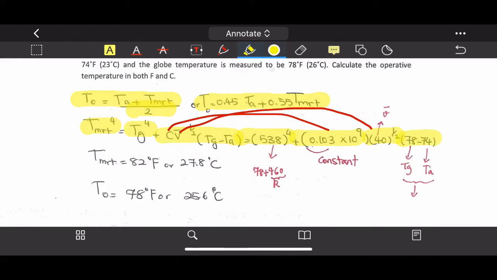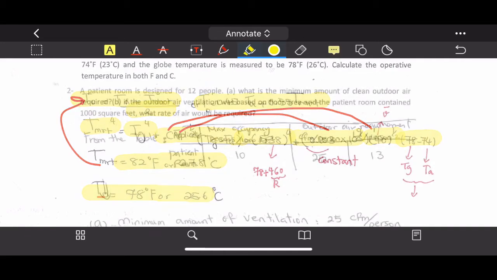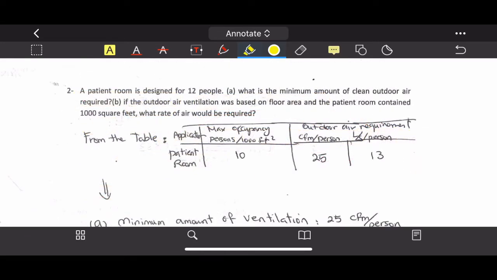So TMRT will be 82 degrees Fahrenheit or 27.8 degrees Celsius. Then for T operative, you put it back into the equation, and you will get this answer. TO equals 78 degrees Fahrenheit or 25 degrees Celsius.